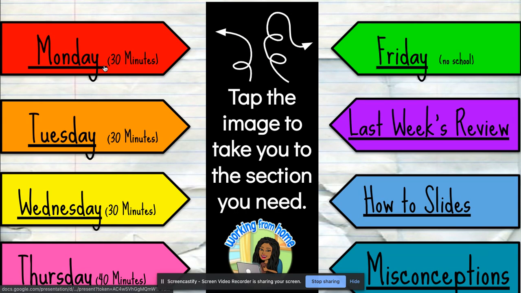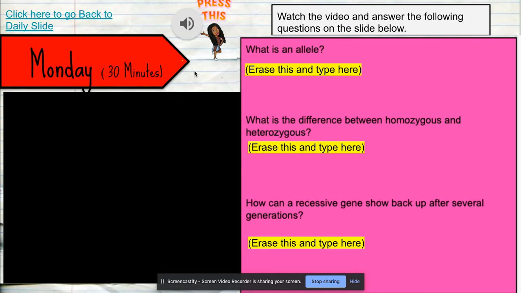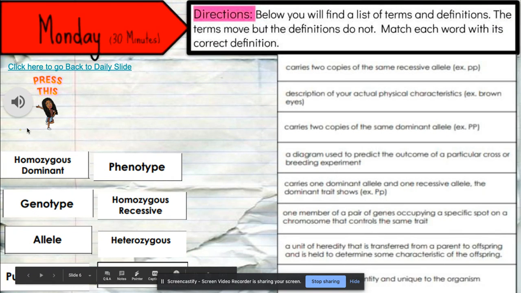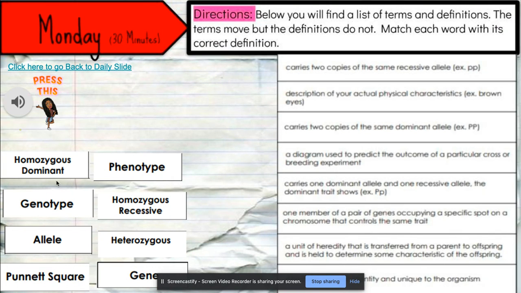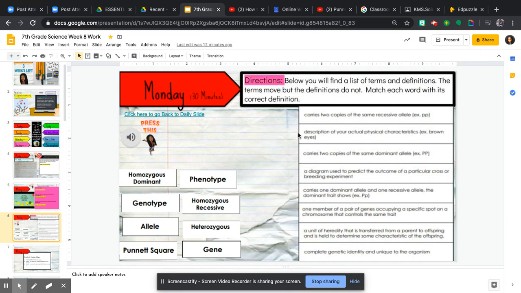So going back, that's for Monday. All right, you guys, I want you to now watch this video. Here you'll watch this video and then you'll answer these questions by typing in the box as well. All right, now what I want you guys to do, you'll see a list of terms, and when you're not in present mode, you will match these terms to the correct definition. So carriers, 2 copies of the same recessive allele, and you'll put that down there, okay?